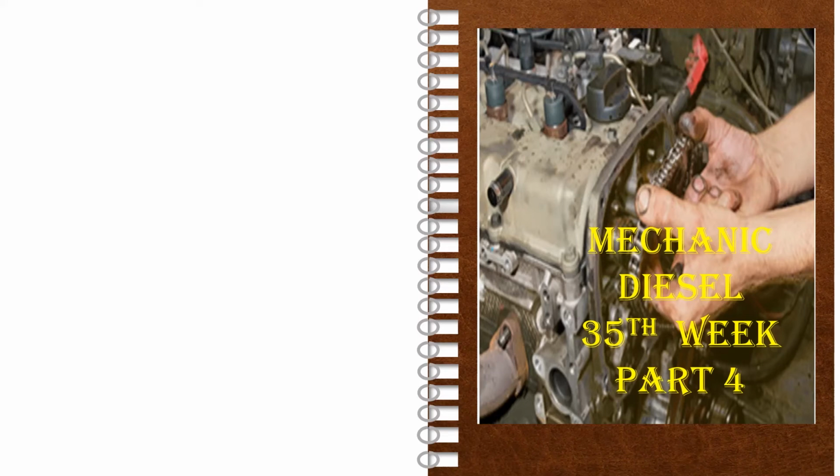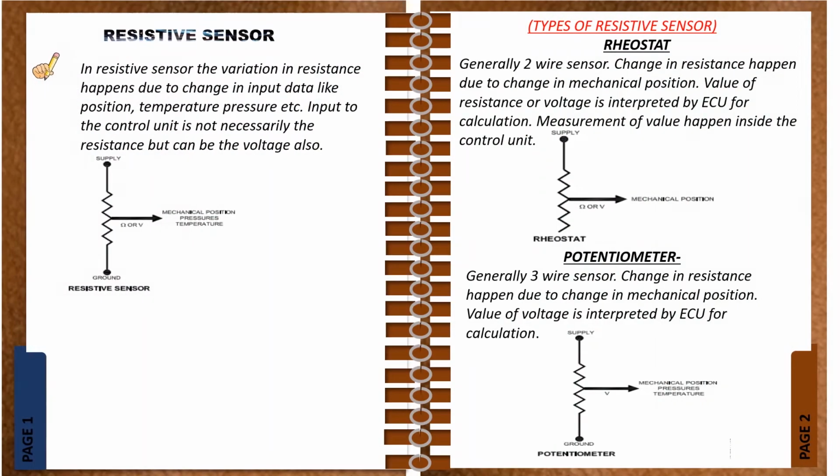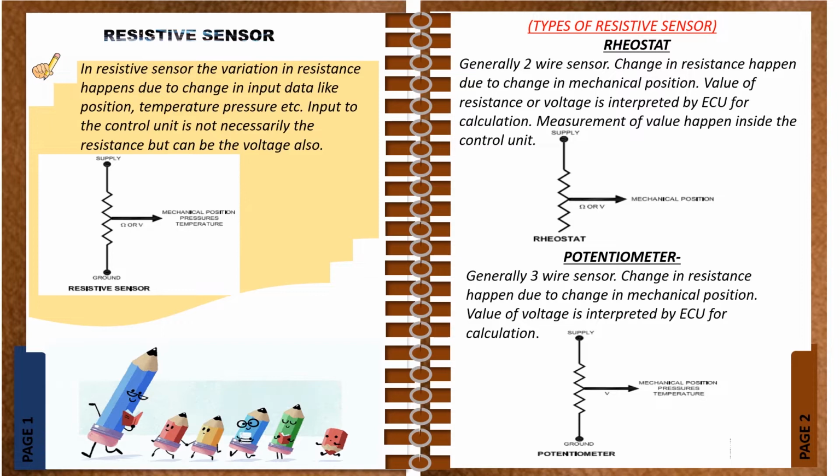Welcome to Mechanic Diesel 35th week part 4, Resistive Sensor. In a resistive sensor, the variation in resistance happens due to change in input data like position, temperature, pressure, etc. Input to the control unit is not necessarily the resistance but can be the voltage also.